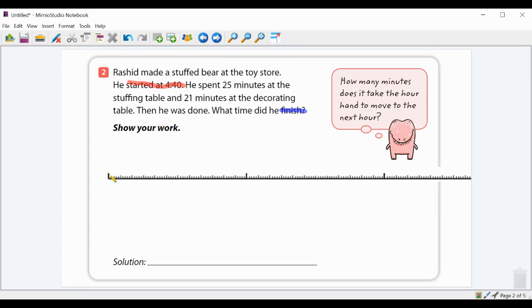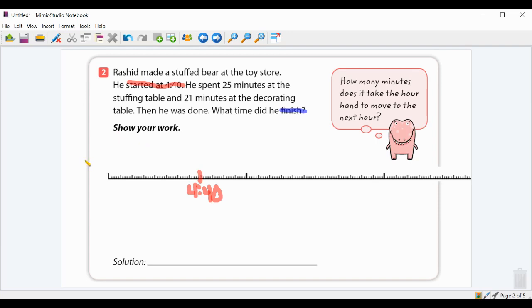So if this is my little hour thing, like we said, these are hours. So 4:40 would be 5, 10, 15, 20, 25, 30, 35, 40. About right here will be the 4:40. I should probably use a text box. It'll look a little better.